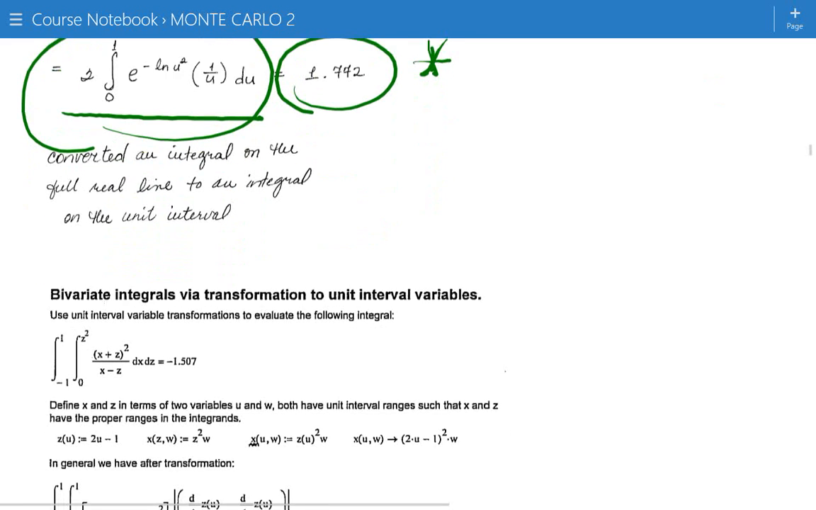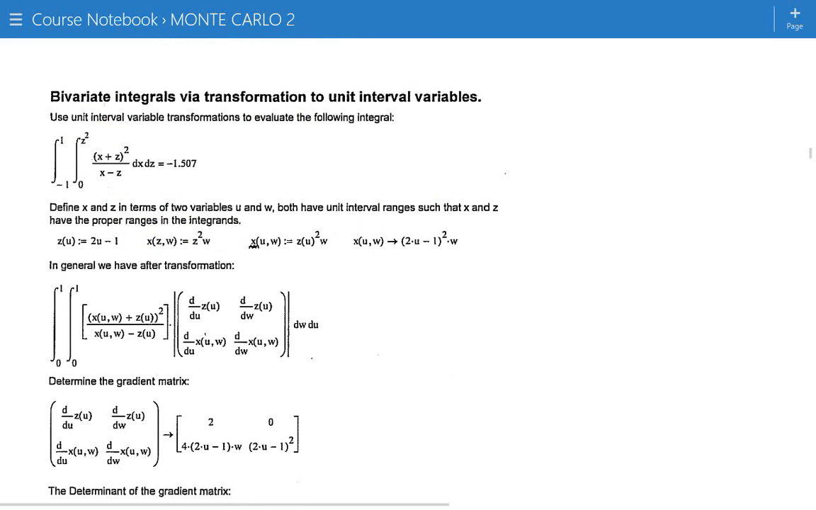And we don't have to keep it to just one variable. Consider the following integral. Now we have an integral with respect to dx and dz. The function is x plus z, that quantity squared, divided by x minus z. And I want to integrate that from 0 to z squared with respect to x, and from negative 1 to 1 with respect to z.